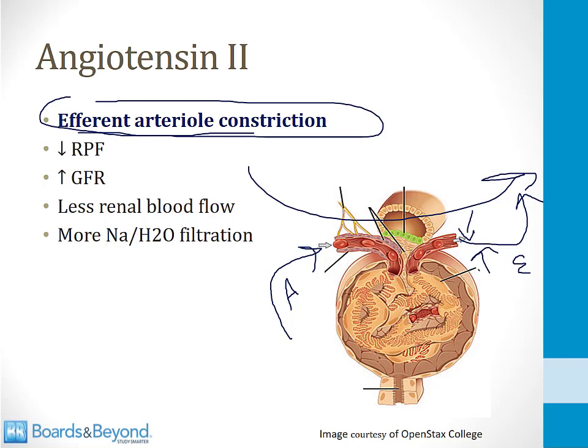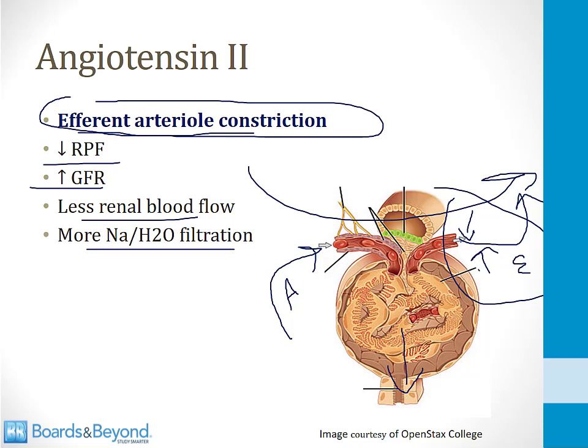And that's going to achieve one of those major goals we talked about in the big picture. We're going to decrease the renal plasma flow. There will be less renal blood flow in general. The second effect of this vasoconstriction of the efferent arteriole is that we are going to raise the hydrostatic pressure in the glomerular capillaries. That is going to increase the GFR and cause more sodium and water to be filtered into the nephron lumen.